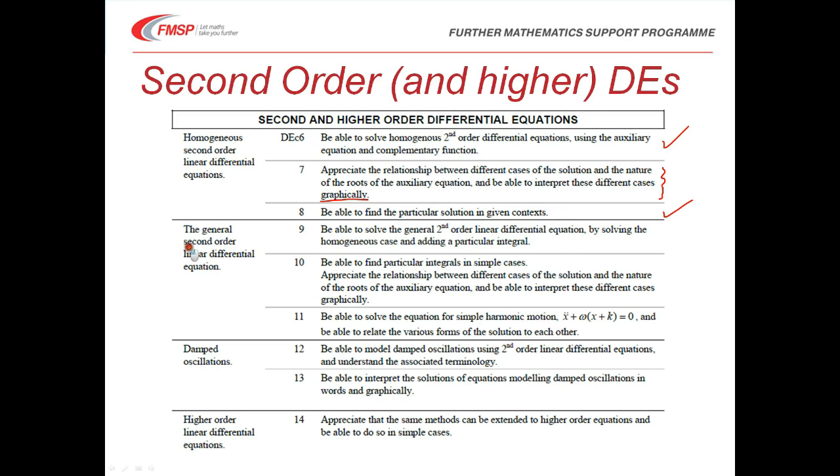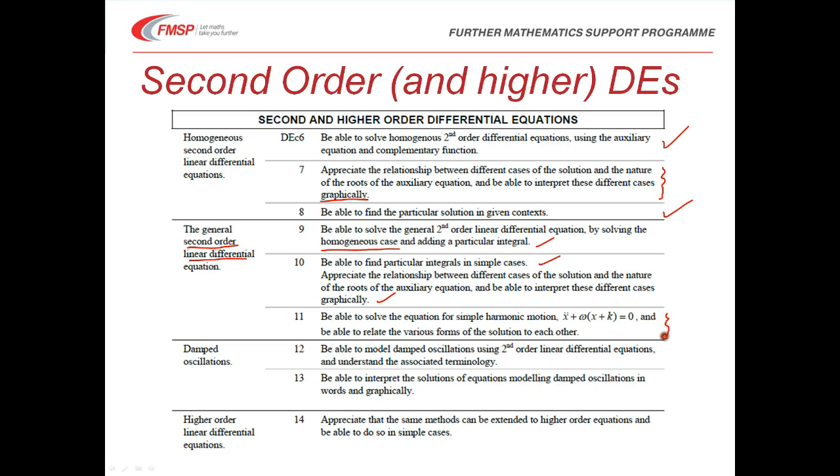So the general second order linear differential equation is the non-homogeneous one. We're going to have to do it using the homogeneous case and adding a particular integral. And we're going to be finding a particular integral in a simple case. We're going to have to interpret the case graphically as well, so we're going to be doing that.